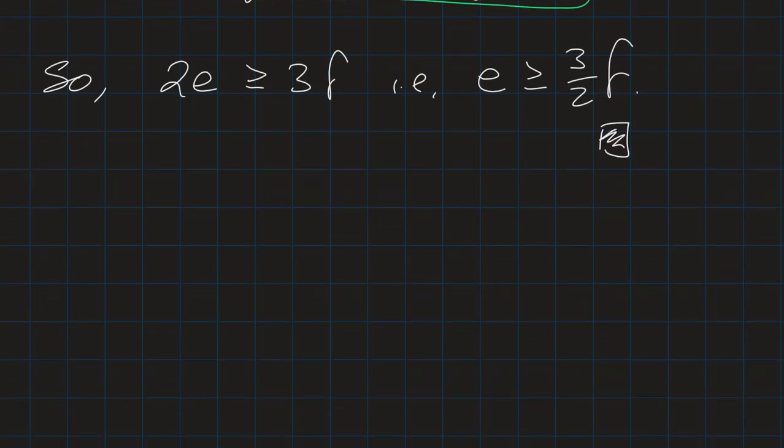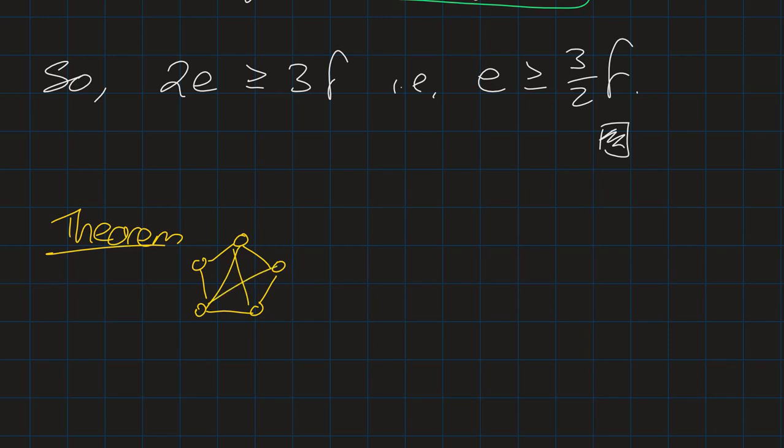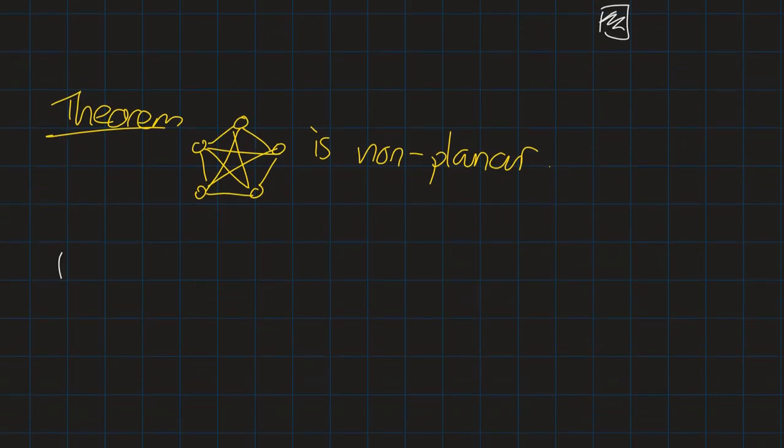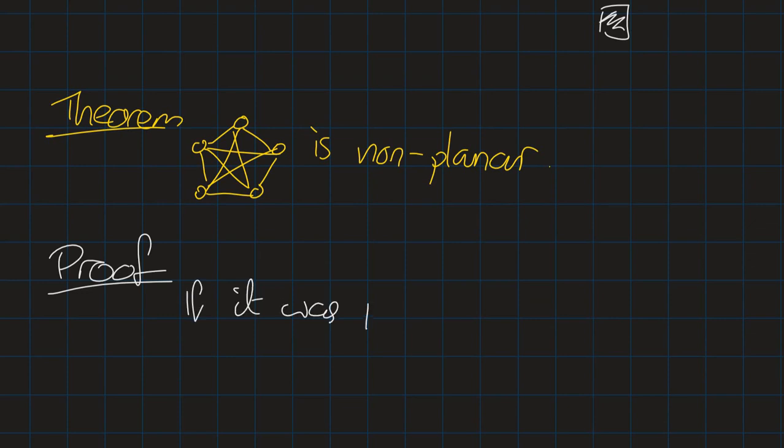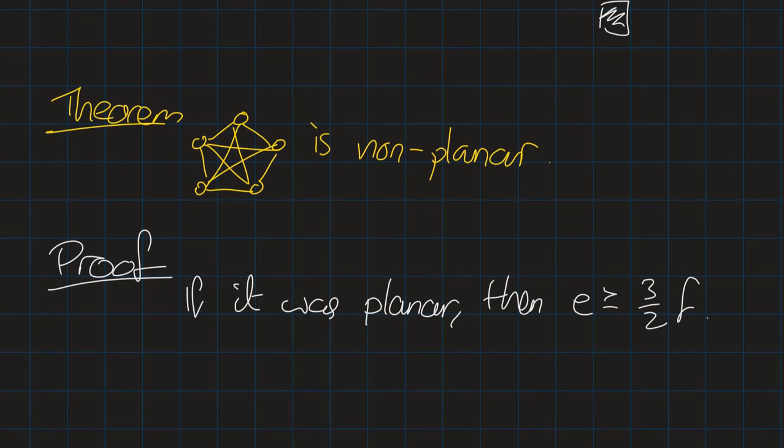Now we can prove that the pentagram is non-planar. Theorem: this graph right here is non-planar. It's actually not going to be too bad now that we can use the theorem above. If it was planar, then we must have that e is greater than or equal to 3 over 2 f by the above theorem. If it was planar, this would have to be true.